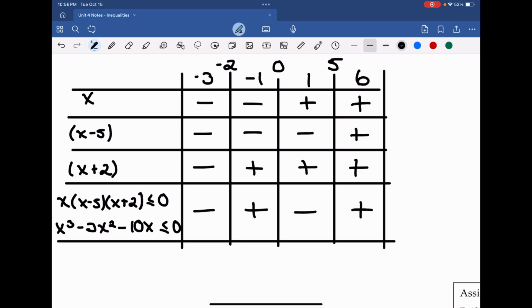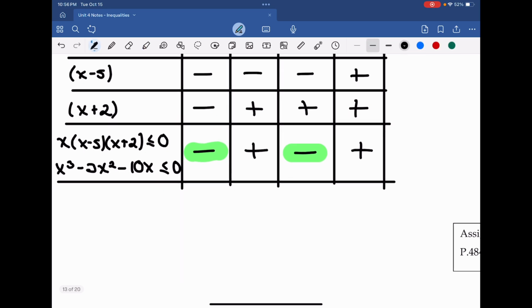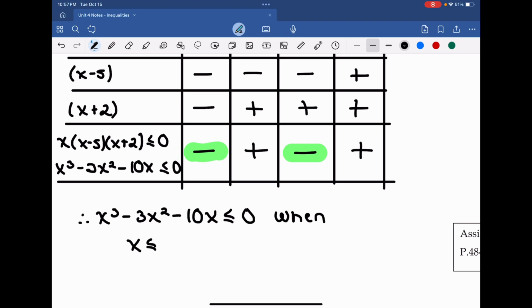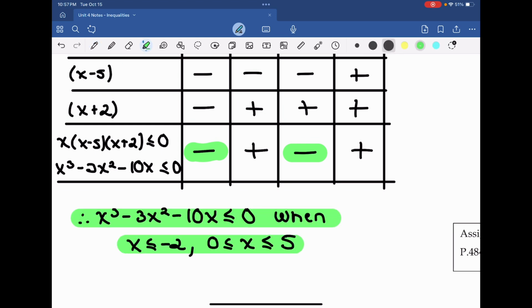Where are the regions in which the graph is below the x-axis? It's where it's negative here and here. So we need to summarize this as a solution. And then I'm going to encourage you to draw the graph here. So therefore, here's what our solution will be. x cubed minus 3x squared minus 10x is less than or equal to 0 when we have x less than or equal to -2, or where x is between 0 and 5. So we're going to say 0 is less than or equal to x, which is less than or equal to 5. There is our solution region here.